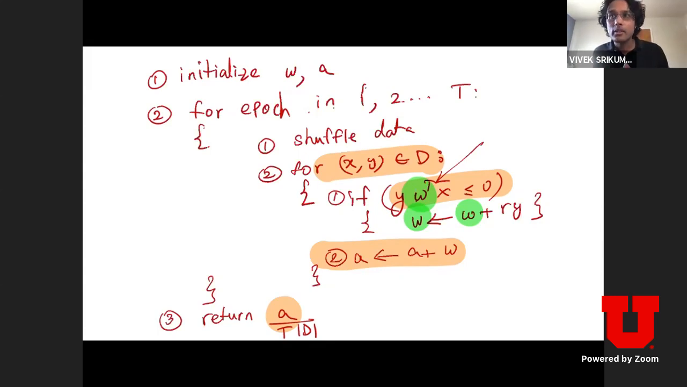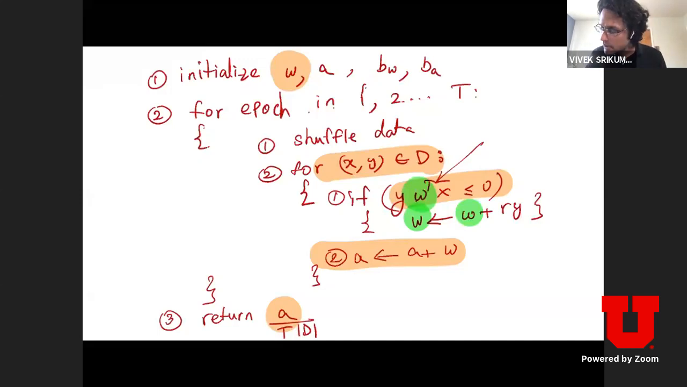Are you allowed to have a non-zero bias term in the average perceptron? Yes, of course. Implicitly here, there is always a bias term. There are two ways in which you can handle the bias term. Either you add an extra feature, in which case the average weights will also contain the extra bias element, or you explicitly have a bias, in which case you have a bias for the weights and a bias for the average vector. You update the bias for the weights here, and you update the bias for the average here, and update is literally just adding. So BA becomes BA plus BW, and then you return BA.